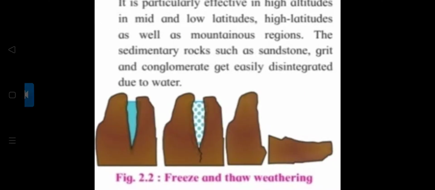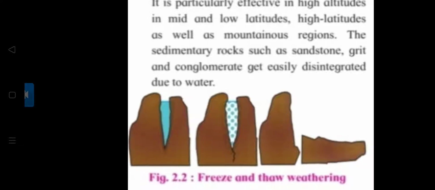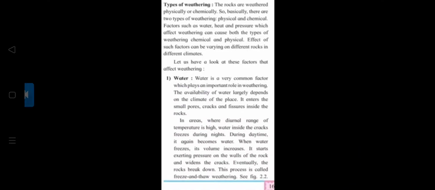If you try and understand, water is a common factor which plays an important role in weathering. This is the first factor which affects weathering. The availability of water largely depends on the climate of the place. Definitely, climate also plays a pivotal role where availability of water is concerned. It enters the small pores, cracks, and fissures inside the rocks. We all know about these cracks and fissures, faulting, folding, and how the cracks and folds are formed.